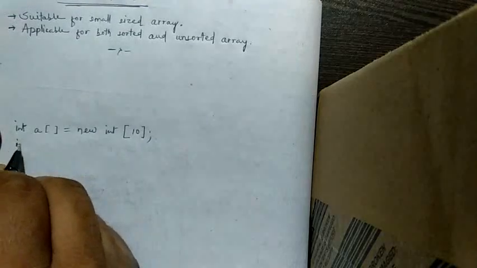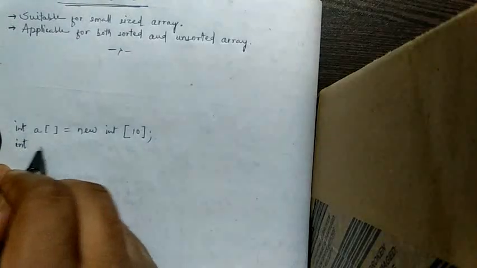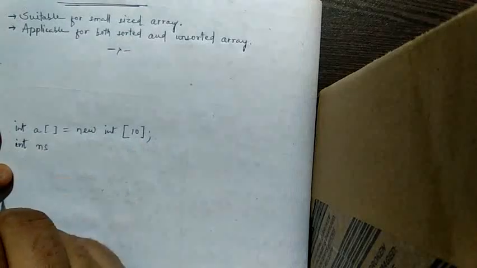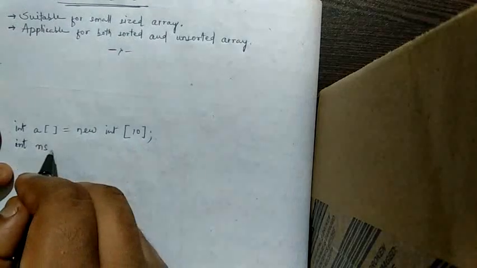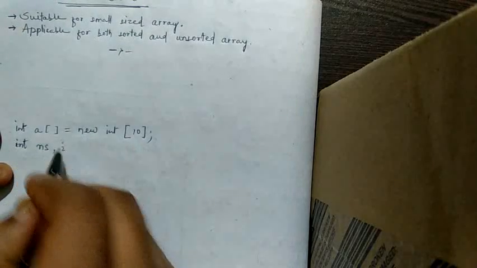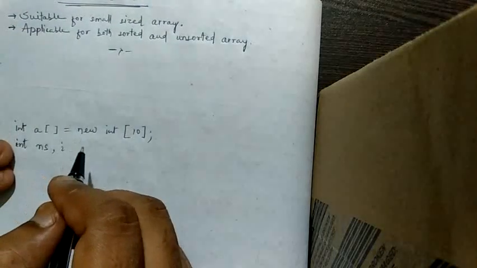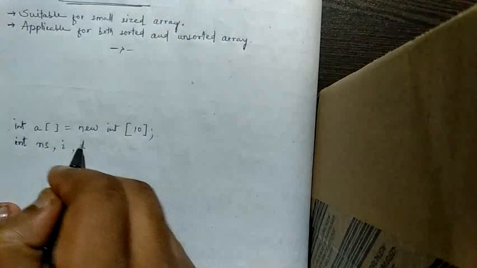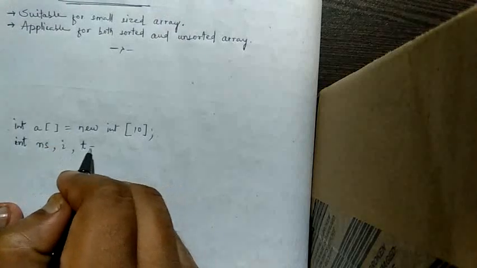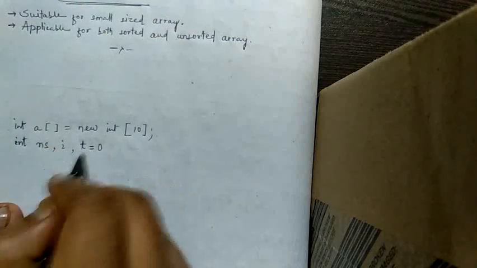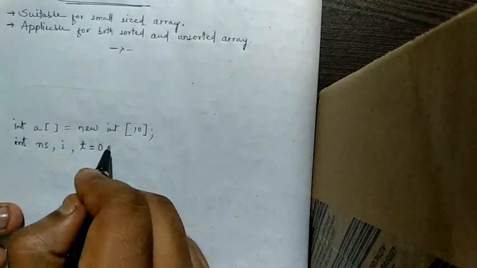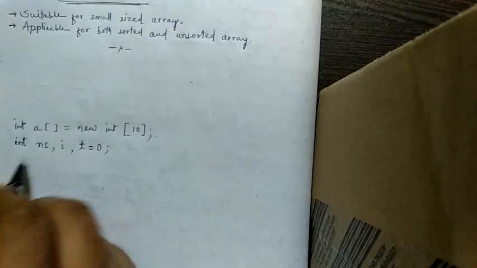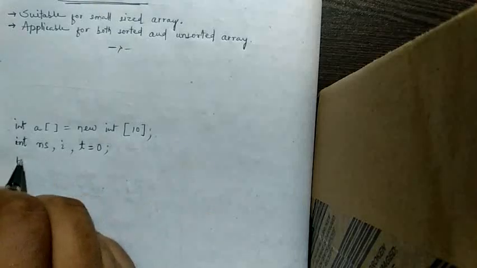Then we require one variable for the number to be searched that we will store here. To run the loop, one variable is required, and one temporary variable will be initialized with 0. I'll explain why we need this temporary variable. Let us first enter the values in the array.